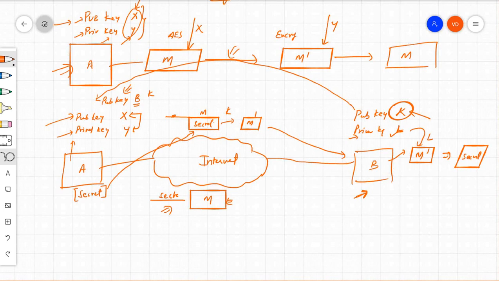But what I want is symmetric encryption. I want to give this secret key to here. And what I am doing is, I take the public key of B, I encrypt it, and then I'm sending it so that B can open it with its own private key, and that is it. Okay.